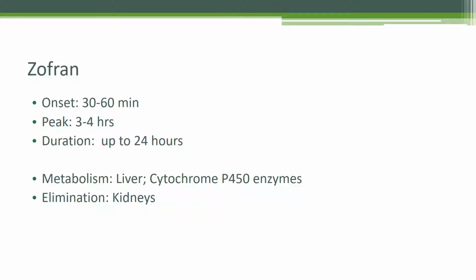Onset is usually between 30 and 60 minutes. Peak therapeutic drug levels are typically seen around 3 to 4 hours, and duration can be as long as 24 hours. Zofran is moderately protein-bound and readily crosses the blood-brain barrier. It is metabolized primarily in the liver by cytochrome P450 enzymes and excreted through the renal system.